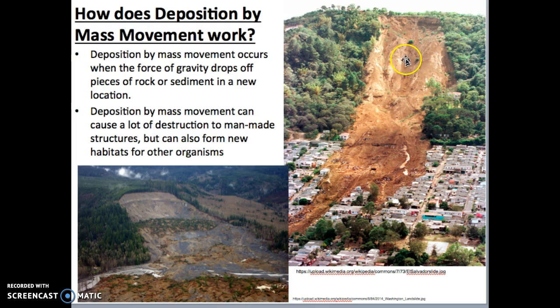But at the same time, this is a natural process, so these things have occurred for millions of years and have happened all the time. And this can actually cause new habitats to form and new landforms to form for other organisms. So those are the results of deposition of mass movement.